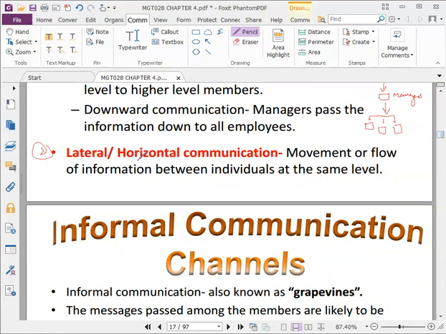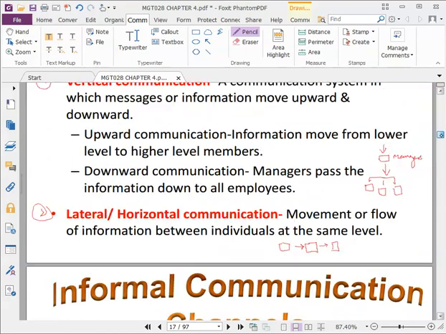Let's look at the second one, horizontal: movement or flow of information between individuals at the same level. So manager antara manager lain. Dia kongsi maklumat tersebut. Okay. Staff bawahan tak boleh tahu lagi. So dia hanya share between the managers. Okay, itu maksudnya horizontal ataupun lateral communication. Okay. Itu formal. Okay, please remember the formal is horizontal and also vertical.